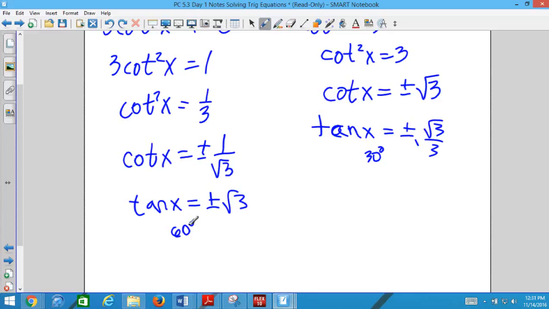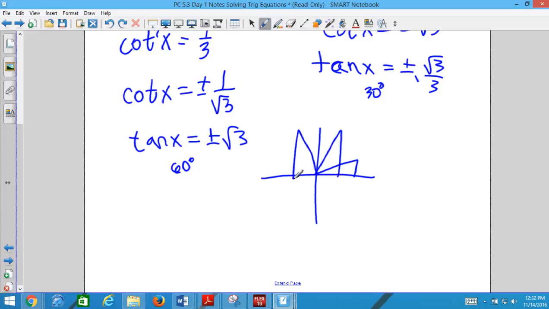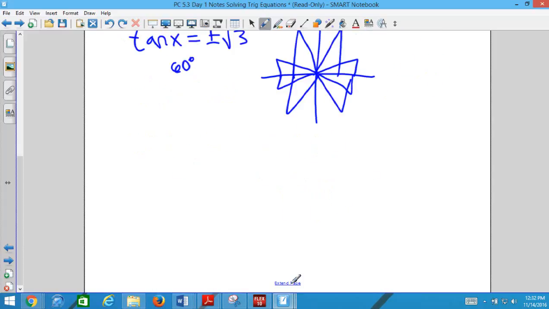So 30 is going to come first, but then it kind of gets a little more confusing. So if you need to draw a picture, we're going to have 30 degrees, then 60 degrees, then 60 degrees, then 30 degrees. Then we're going to have 30 degrees, then 60, then 60, then 30. Like around the unit circle. We're going to have 8 answers. And if you graph it, you have the computer in front of you, you can see all 8 answers also.